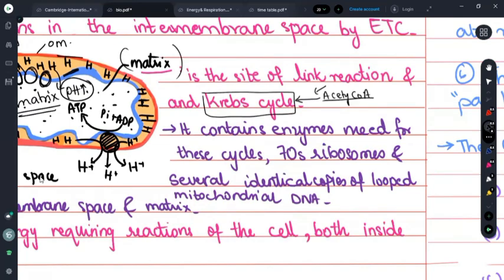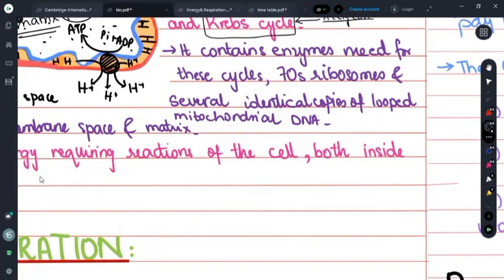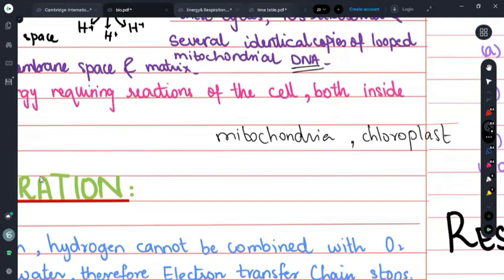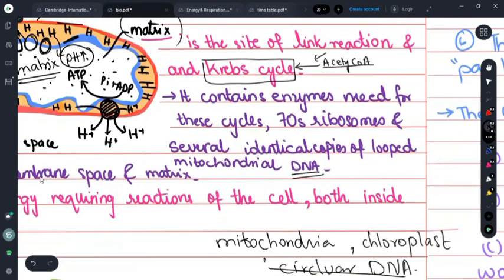The matrix contains enzymes needed for the cycle, and we know that there are only two organelles that contain their own DNA. One is the mitochondria, and the other is the chloroplast. They are independent of cell division. They can divide, and they can form their proteins on their own. These two organelles contain circular DNA. So where is the circular DNA present in mitochondria? It is present in the matrix of the mitochondria.